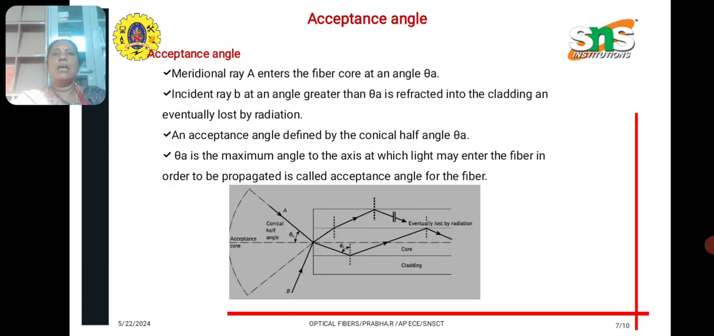Now, acceptance angle. The meridional ray, for example, enters the fiber core at an angle theta A, and incident ray B at an angle greater than theta A is refracted into the cladding and eventually lost by radiation. An acceptance angle is defined by the conical half angle theta A. Theta A is the maximum angle to the axis at which a light ray may enter the fiber in order to propagate, and it is called the acceptance angle of the fiber.